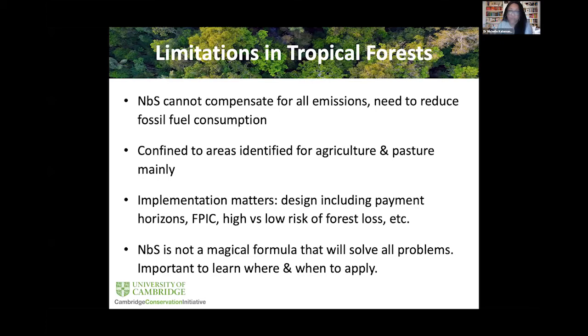It's also important to ensure that a lot of these programs are identifying high risk of forest loss. And so there's a lot of impact from ensuring that the areas that can recover were identified for potential deforestation. And with any sort of conservation system, NBS is not a magical formula that will solve everyone's problem. It's just important to learn and to know where to apply them and when to do so. So with that, I'd like to thank David for giving me the opportunity to talk, and thank you very much.